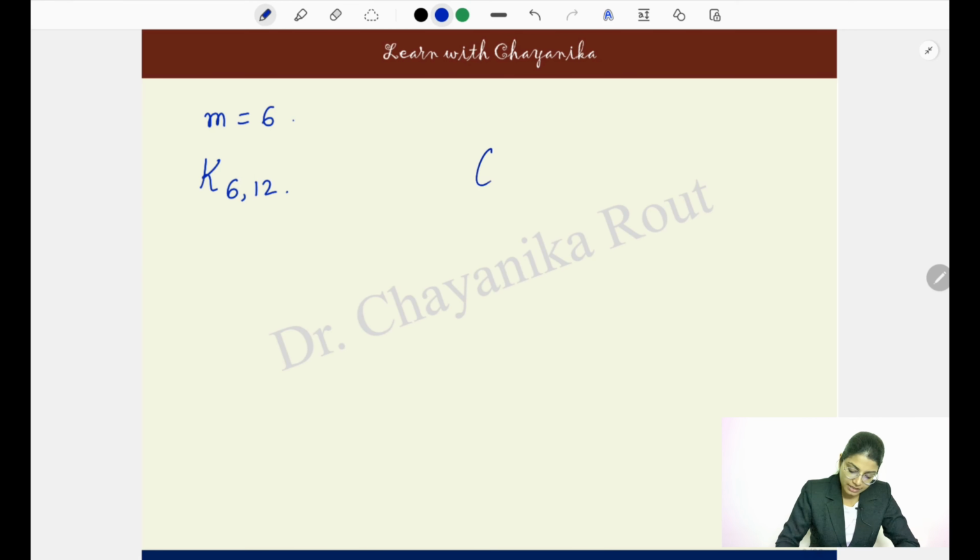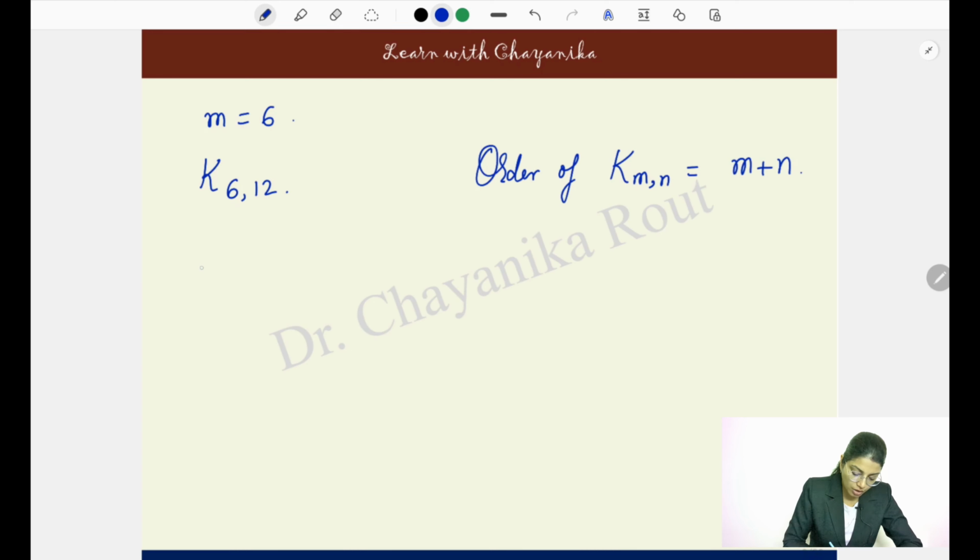We know that the order of any complete bipartite graph K(m,n) is m plus n, because there are m vertices in one partite set and n vertices in the other partite set. So the total order is the total number of vertices, that is m plus n. So for K6,12, the order of K6,12 will be 6 plus 12, that is equal to 18.